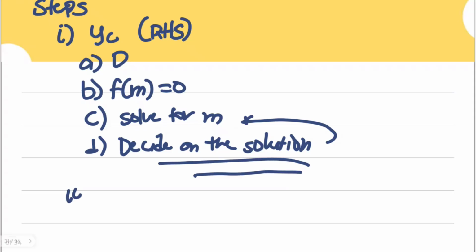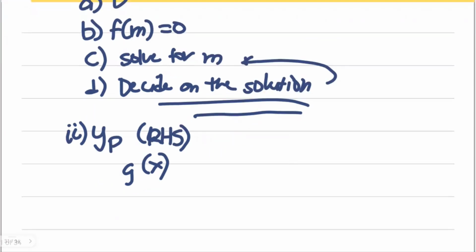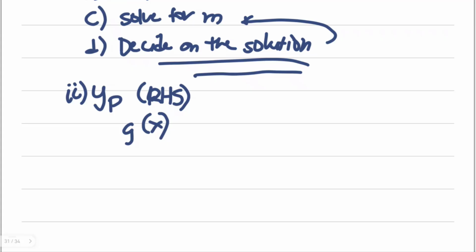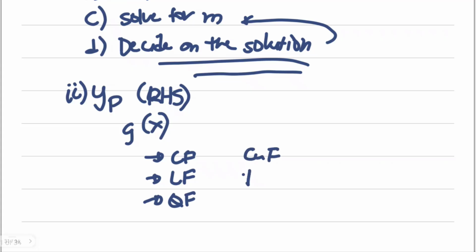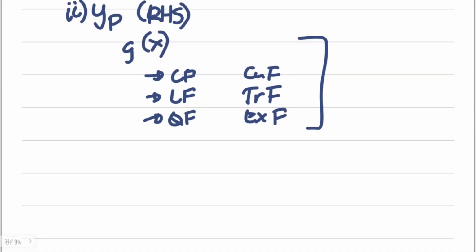Now for our y sub p, the particular solution, this is now on our right, my bad, this is for the left hand side and this is for our right hand side, pertaining to our g of x. You need to examine what type of function g of x is. Is it a constant function? Is it a linear function? Is it a quadratic function, cubic function, trigonometric function, exponential function? Because we have a different table for the solution here.